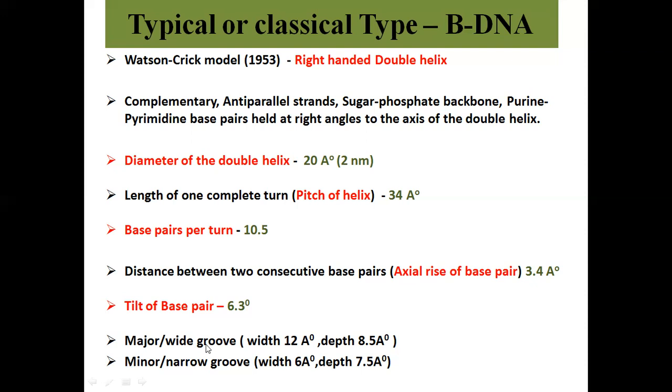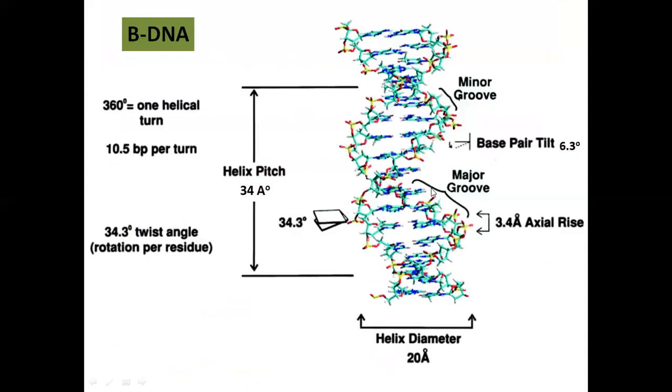And we have discussed two grooves in the double helical structure. One is the major groove and the other is the minor groove. The width of the major groove is 12 angstrom and its depth is 8.5 angstrom. The minor groove width is 6 angstrom and its depth is 7.5 angstrom. See this, this is the minor groove and this is the major groove. And the length of one complete turn or helical pitch is 34 angstrom.